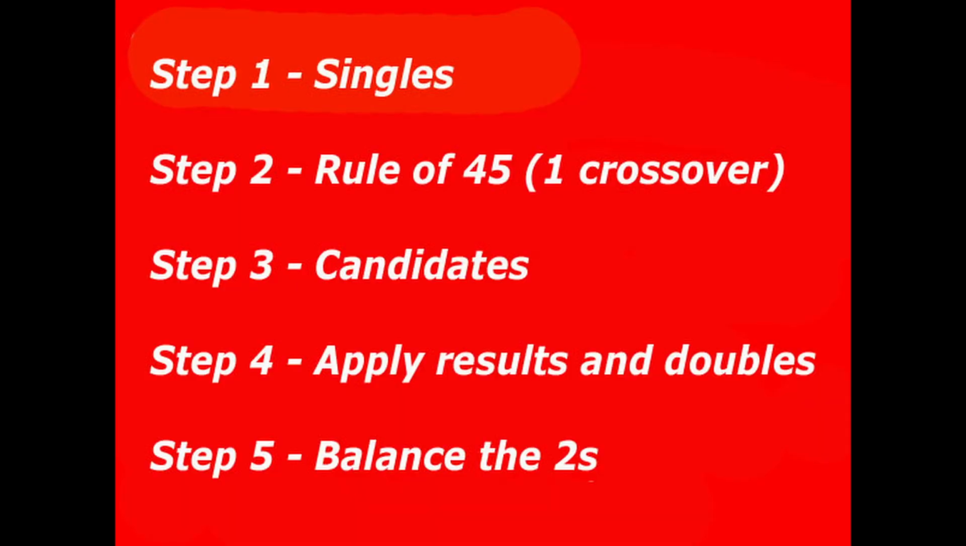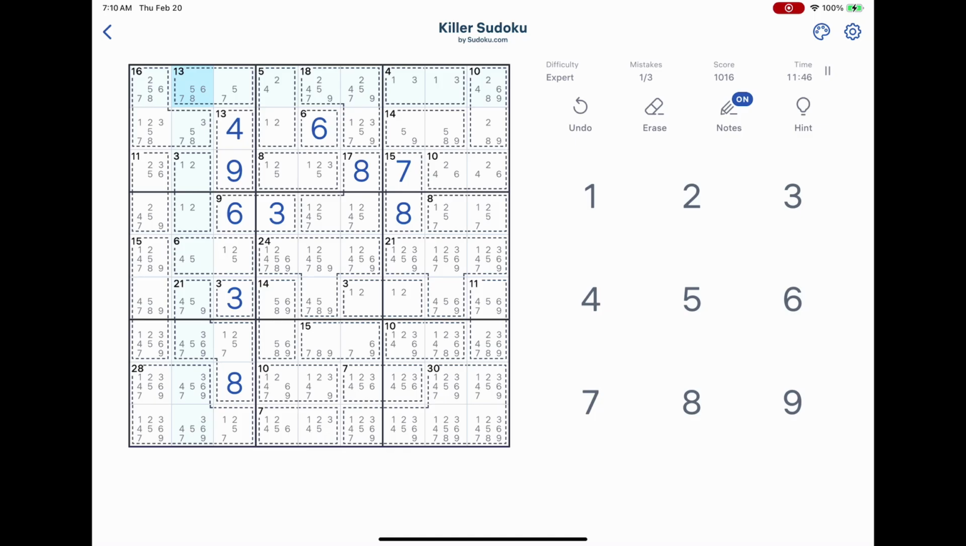Step 5. Balance the twos. The next step will be to start at the top and examine each sum that contains two squares to make the sum balanced. That is, the two squares must contain the same number of candidates and individual candidates must pair to add up to the sum.